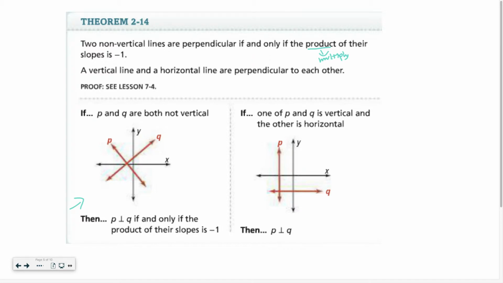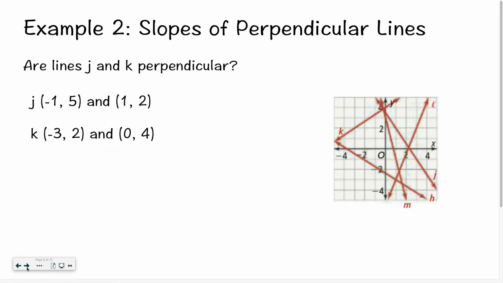And then the second part of the theorem is a vertical line and a horizontal line are perpendicular to each other. Okay? Those would be considered opposite slopes if you have a vertical line and a horizontal line. So let's determine whether lines J and K are perpendicular.